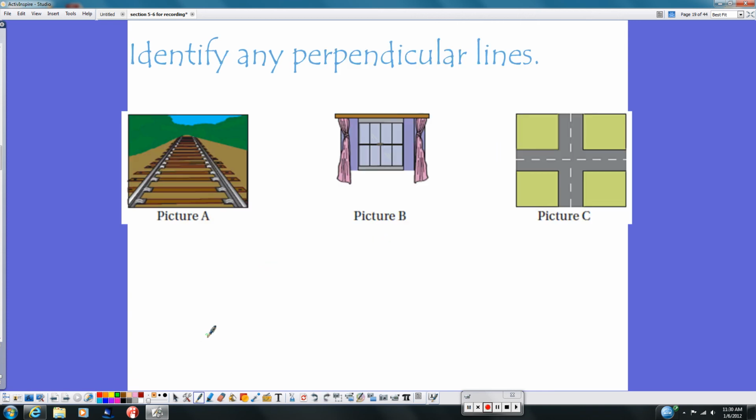Take a look at these pictures and see if you can find any perpendicular lines. Again, I've highlighted some of them. The track is perpendicular to the little slats. The lines here are perpendicular. The dotted lines on these are perpendicular, and then all of these lines that form these corners are perpendicular. Again, there may be more that you find, and that's fine.